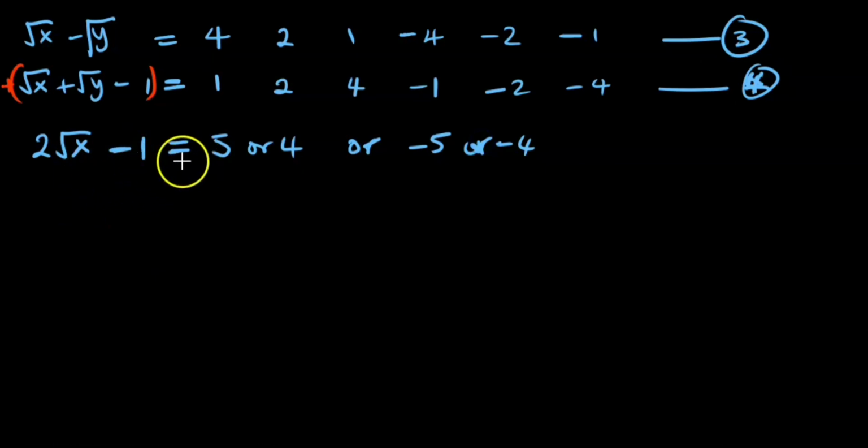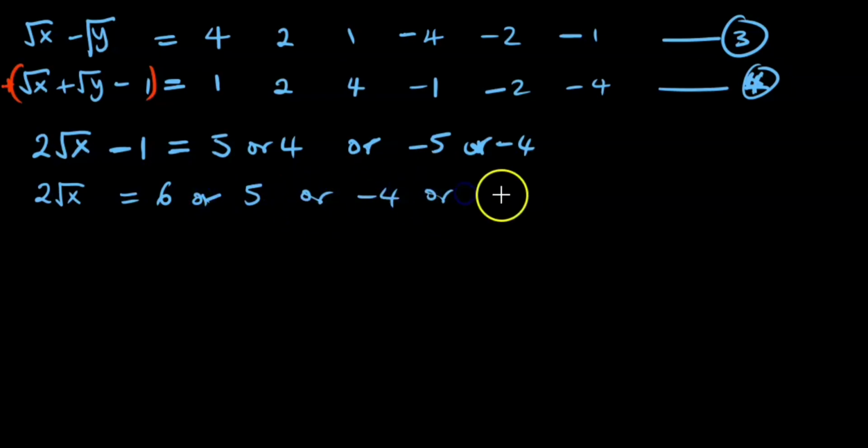So this is what we're going to do. I'm going to add 1 to both sides. And by both sides, there are different equations here. So this is 2 root x equals to, when we add 1 to everybody, we'll have 6 or 5 or negative 5 plus 1, that's negative 4, or negative 4 plus 1, that's negative 3. But take note of this last two. This last two is absurd. The last two equations, negative 4 and negative 3.